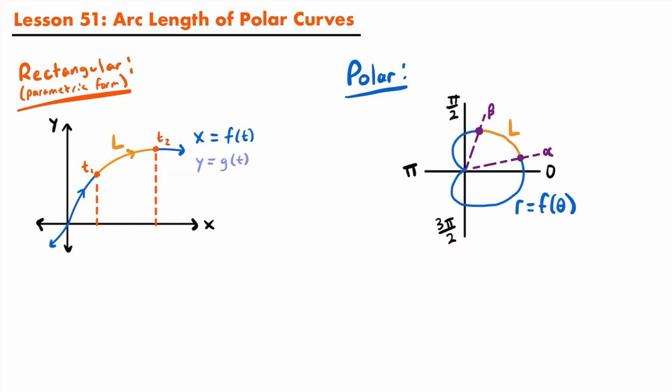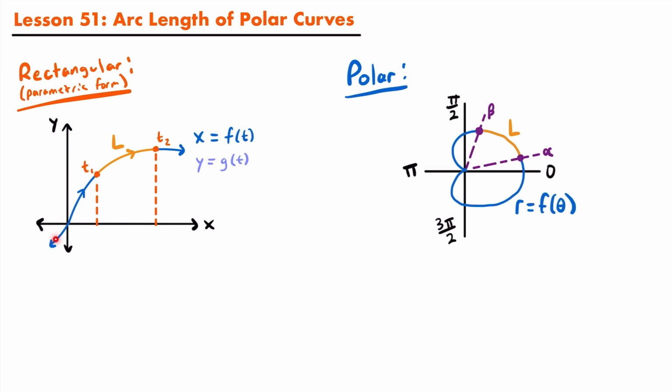Alright, so previously in Calculus 2, you have seen how to calculate the arc length of curves within the rectangular coordinate system. And those curves have been represented by rectangular equations, or more recently, with parametric equations. However, we can also calculate the arc length for polar curves within the polar coordinate system. And in order to see how to calculate the arc length of polar curves, we need to quickly revisit how we calculated the arc length of curves in the rectangular coordinate system, specifically in parametric form.